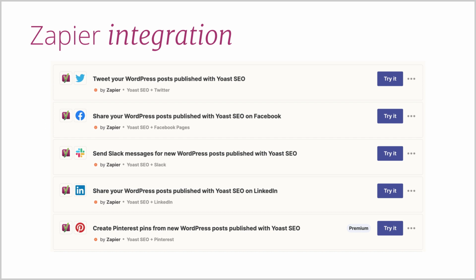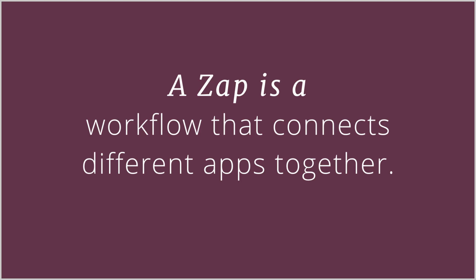My goal will be to connect Yoast SEO and Twitter, so that every time I publish a new post on my site, it will automatically also create and send a tweet in Twitter. I can do that by creating a so-called zap in Zapier. A zap is a workflow that connects different apps together, in this case, Yoast SEO and Twitter. Let me walk you through the process.